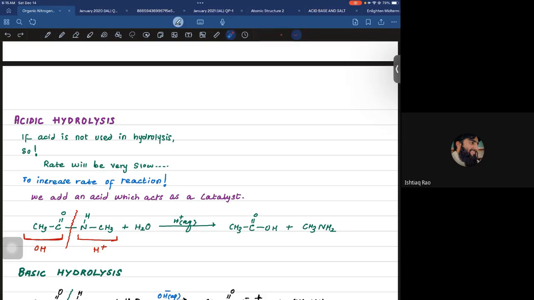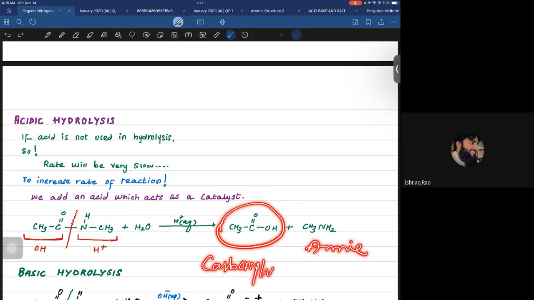So if this is an amide and you are going to hydrolyze it, remember the bond will break down from here. When the bond breaks down from here, ultimately you would be getting your amine again, and you would be getting your carboxylic acid again. It's very simple.